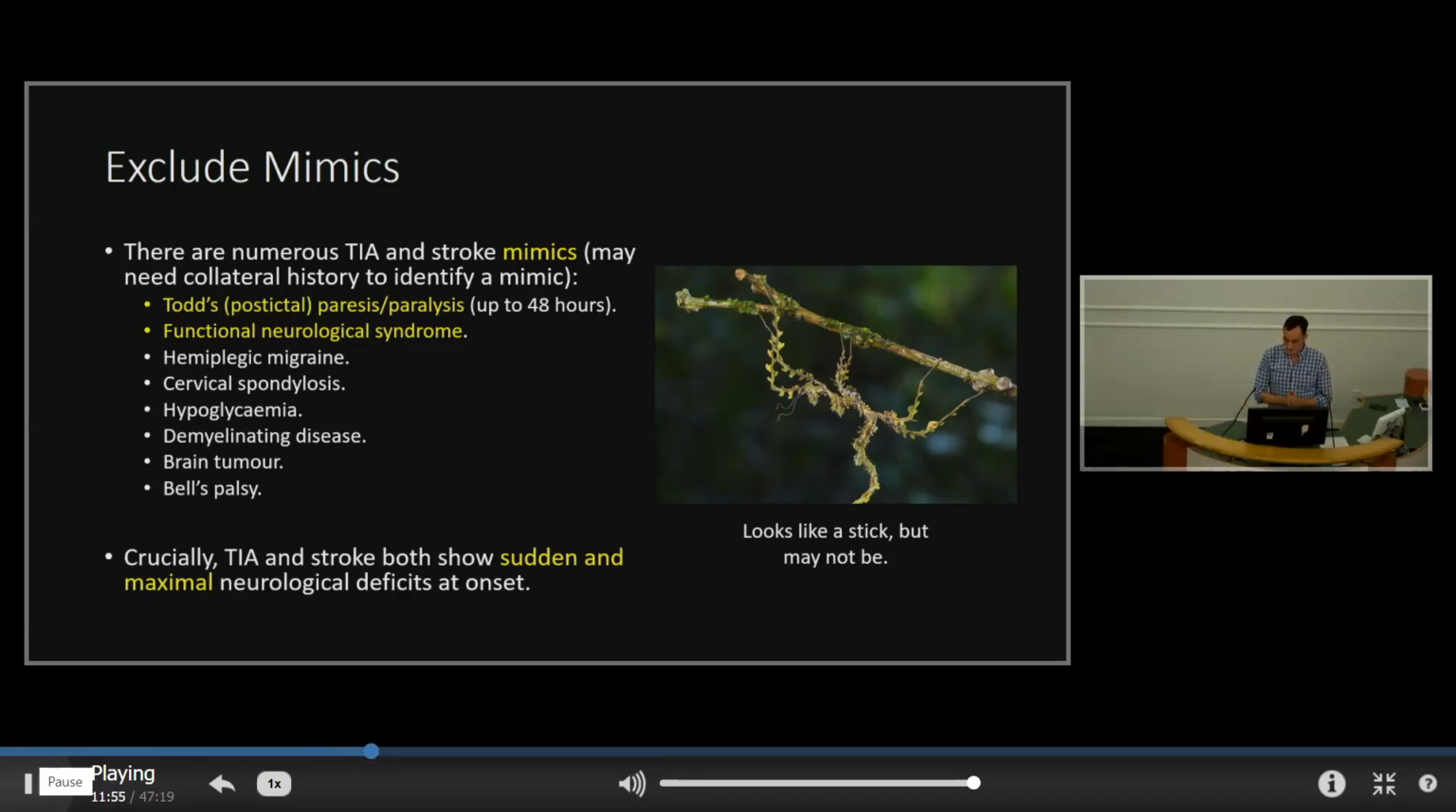TIA and stroke, again, I'll say it, they both show sudden maximal neurological deficits at onset. They don't tend to build up over time. It comes over a few seconds, boom, it's sudden, and it's maximal. If anything, it's going to get better. It's not generally going to get worse. There are always exceptions, but that's a reasonably reliable point in the history that one should clarify.